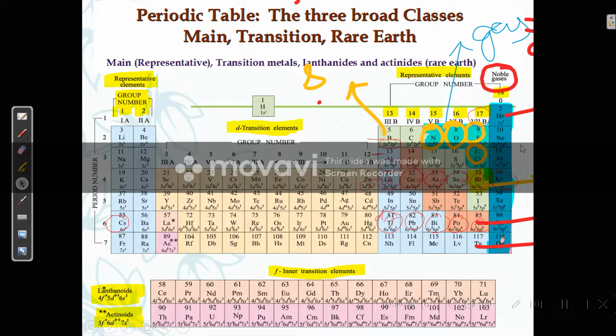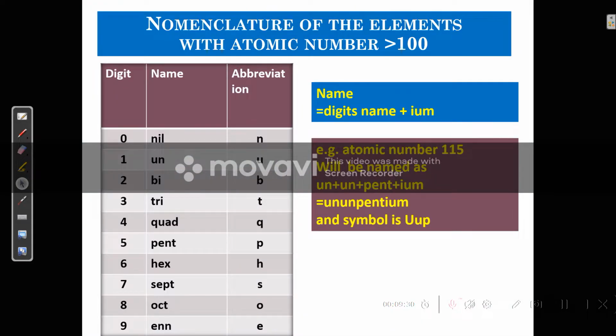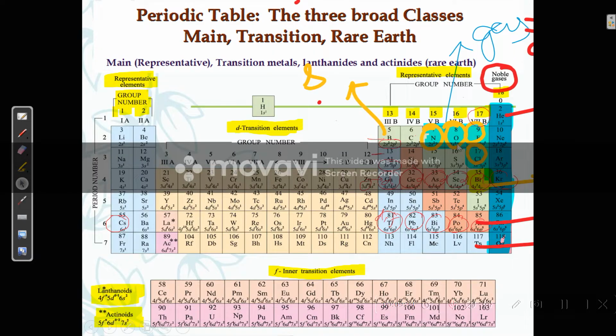Okay, moving to the next. So this was just the introduction. I'm revising again. Okay, nomenclature in the periodic table. You know the names of the elements. For example, lithium, what is its atomic number? 3. 11 is sodium. So you know the atomic number, the element name, and the symbol also.